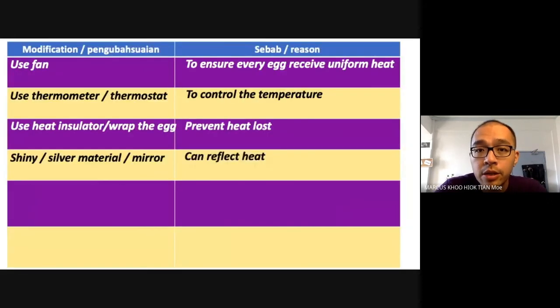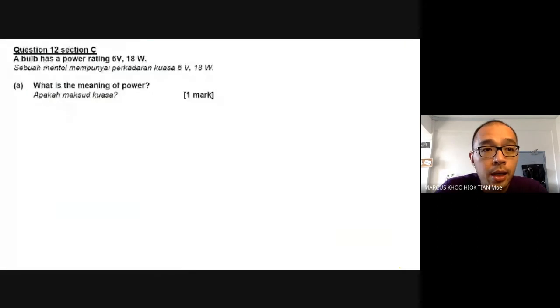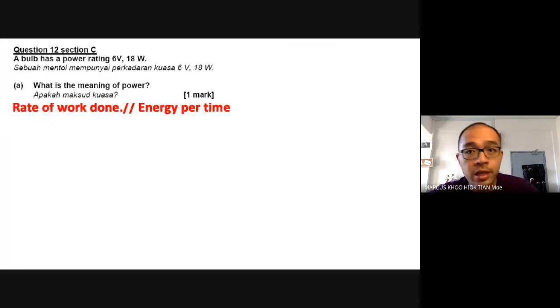Okay, let's continue. Do we want to do this? Okay. What is the meaning of power? I'm going to go straight into this. Power is energy over time. Okay, rate of work done, rate of change of energy also can.